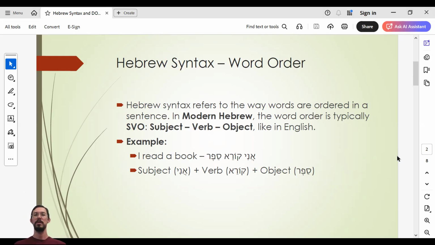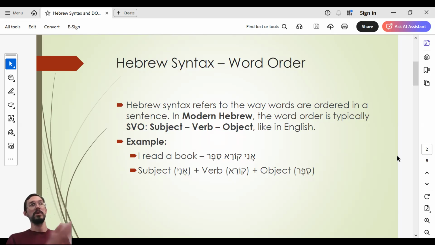So we saw that as far as Hebrew syntax is concerned, at least in modern Hebrew, it follows subject, verb, object, just like in English. It's not really the same in biblical Hebrew. Sometimes it'll be verb, subject, object. I guess in modern sensibilities, modern Hebrew tries to conform with the rest of Europe.